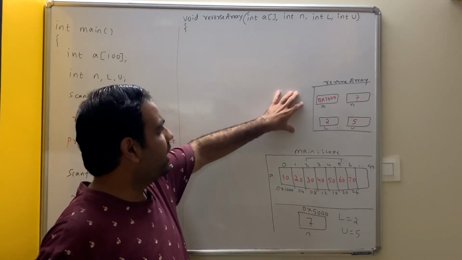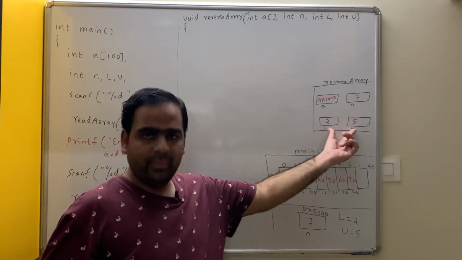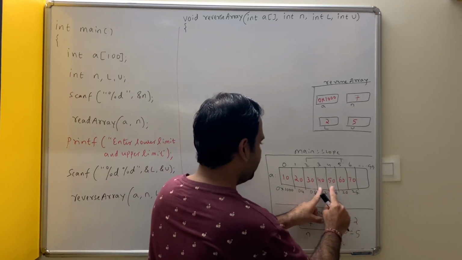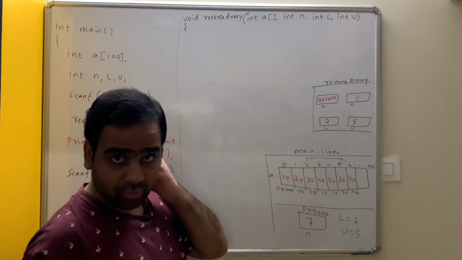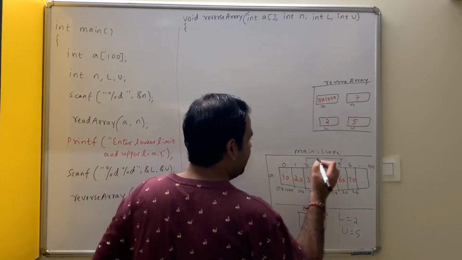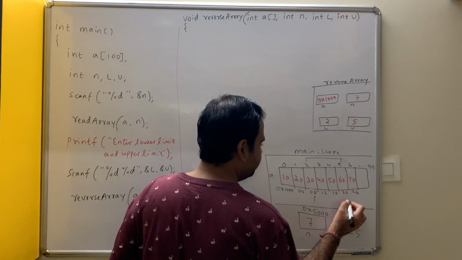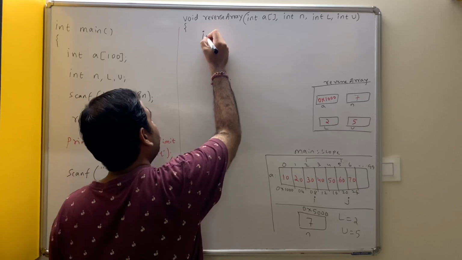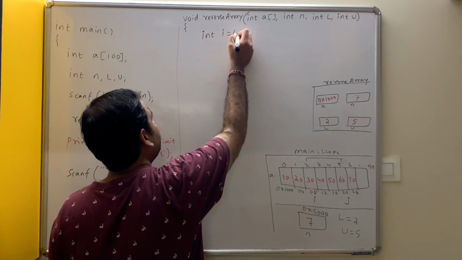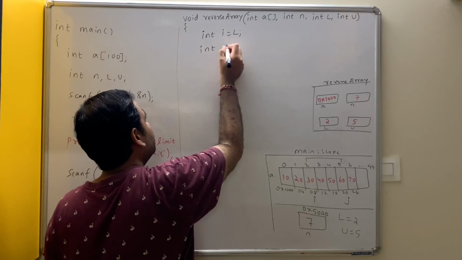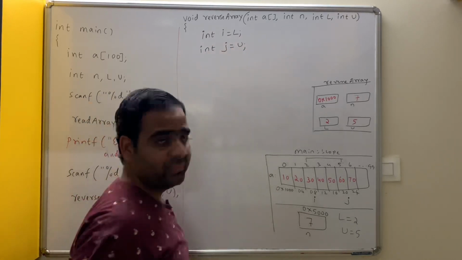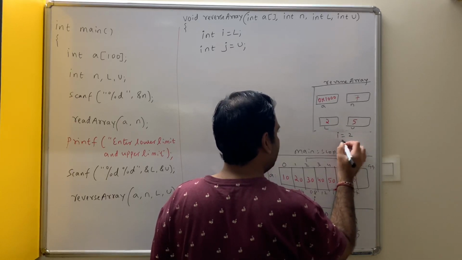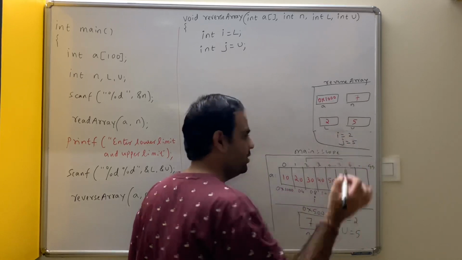Now, what do I need to do? I need to reverse the array between the lower limit and the upper limit. As I said, we need to reverse 2 and 5, then 3 and 4, and we will stop the procedure. Now, let us take a variable i pointing to index 2, and a variable j pointing to index 5. I write int i is getting the value of lower limit and int j is getting the value of upper limit. In the reverse array scope, the value of i is 2 and the value of j is 5.